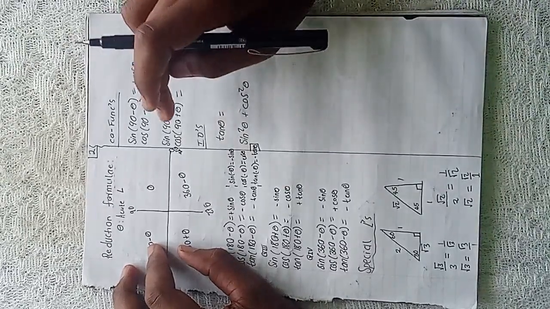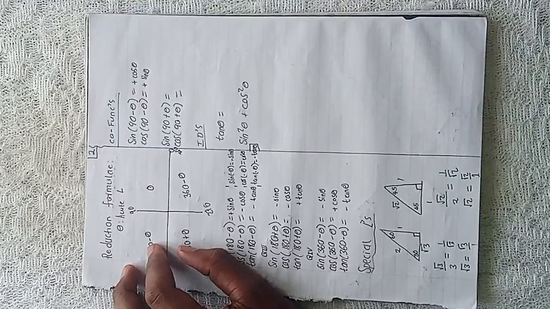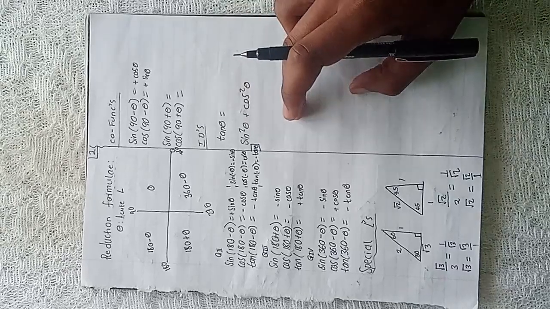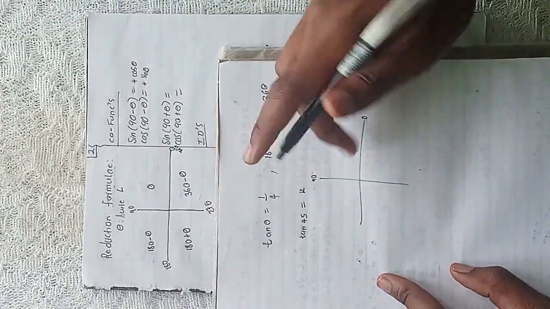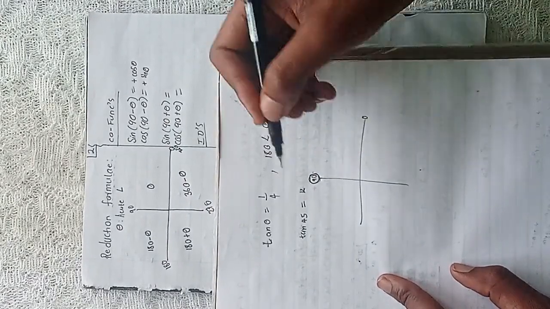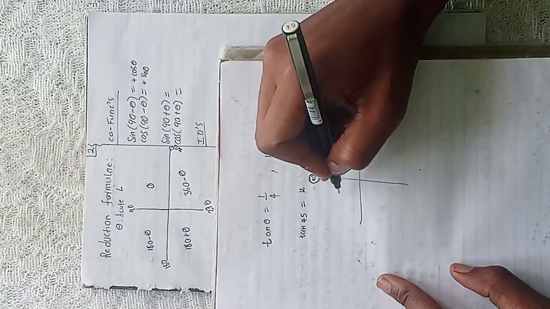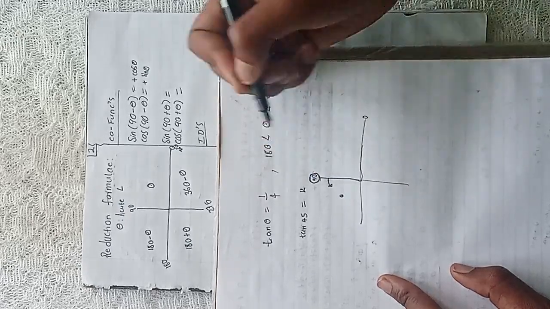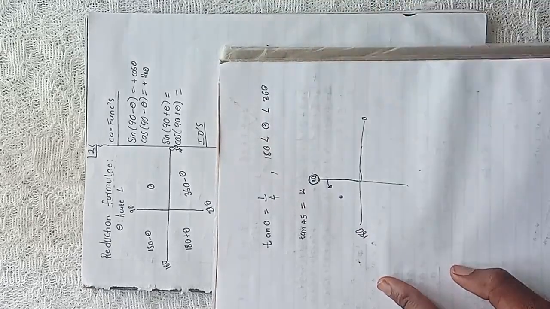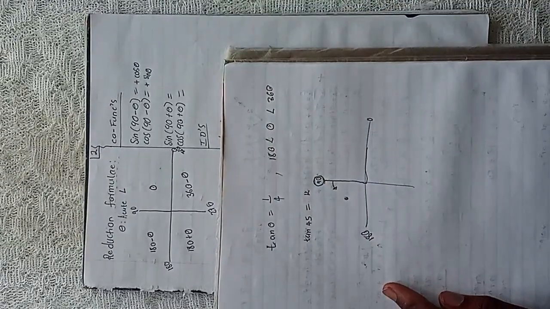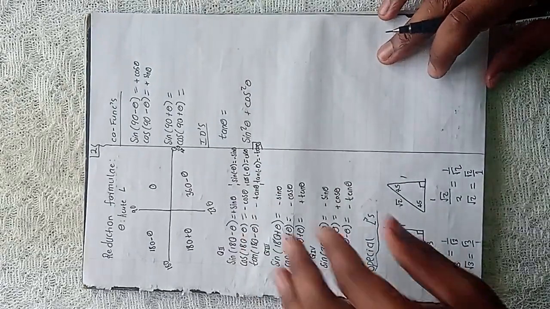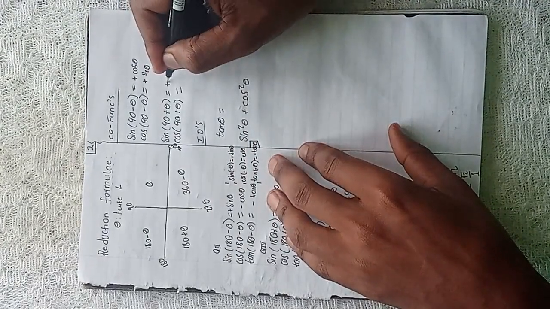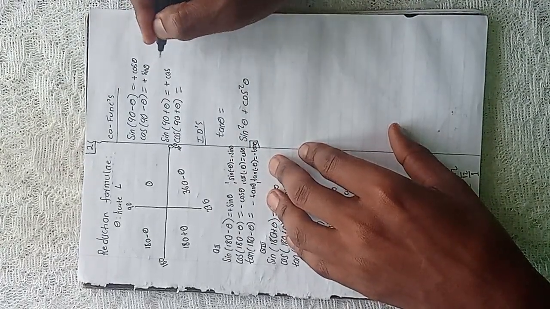Okay, sine of 90 plus theta. This is in quadrant 2, because it's 90 here, 90 plus an acute angle, which means it will go this side. From here it will go this side, but it won't be greater than 180. So it will fall in quadrant 2. All right, so it's in quadrant 2, and sine is positive in quadrant 2, but it will change to cos theta.